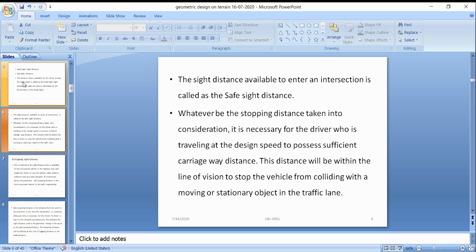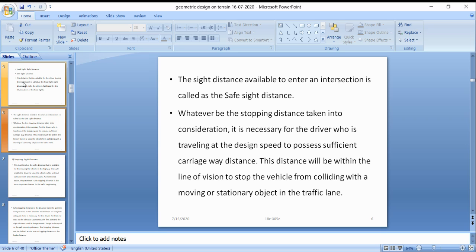So next, the sight distance available to enter an intersection is called the safe sight distance. At the junction also, he should have an idea about the crossing, about which vehicle is coming to take a turn. So that sight distance also he should have an idea.